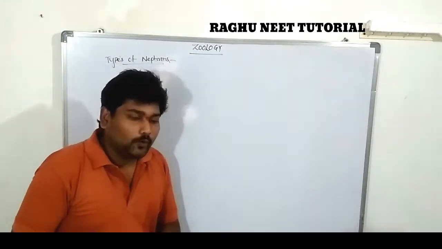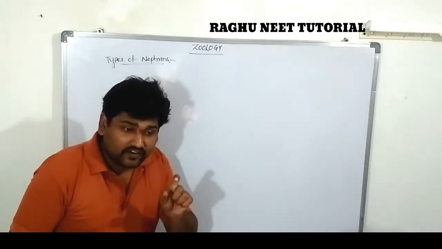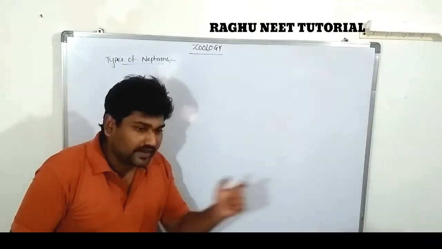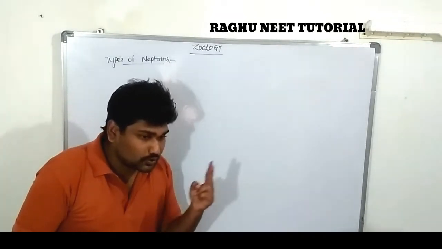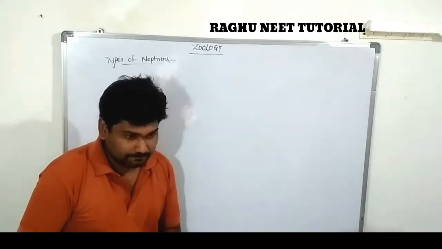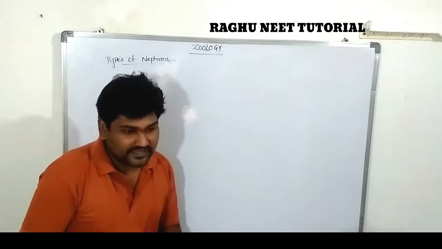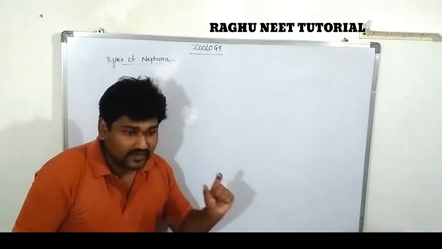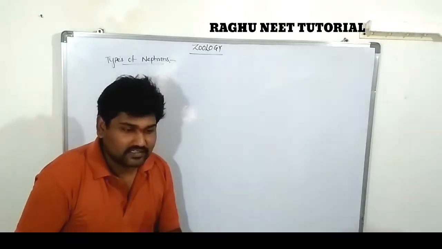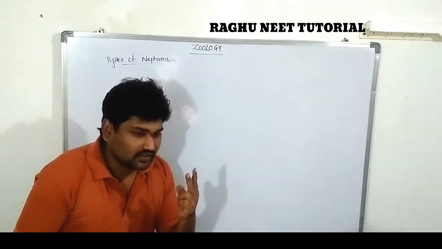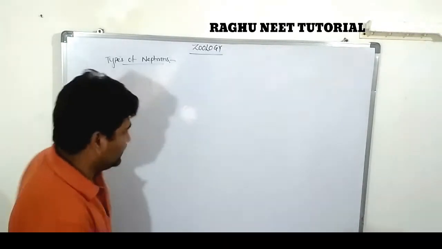According to their location, nephrons can be classified into two types. There are two different types of nephrons. The first one is known as the cortical nephron. The second one is the juxtamedullary nephron.